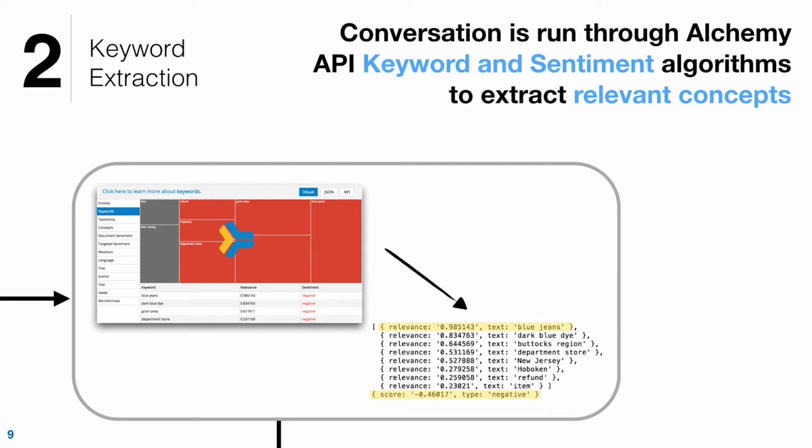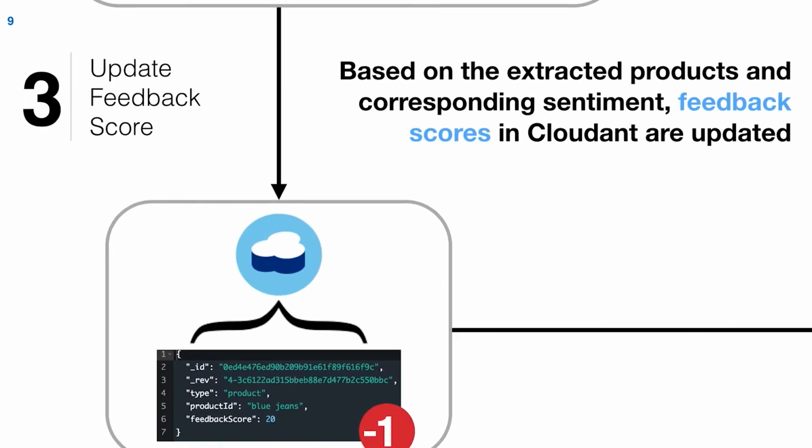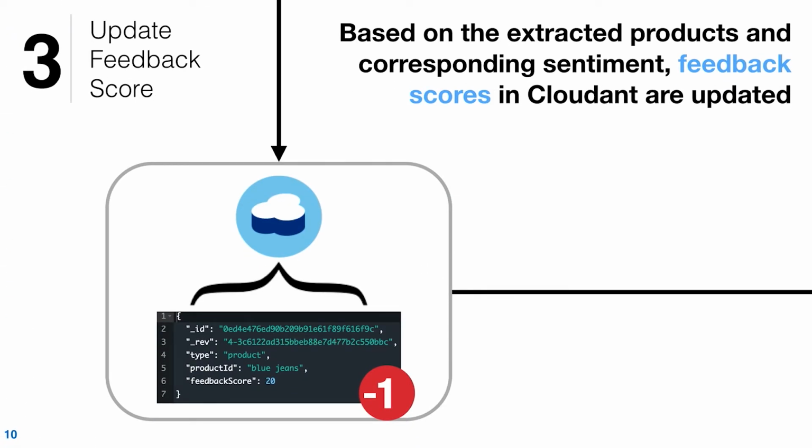Based on the conversation we just had, we could see that the concepts were all around department store and blue jeans, and the overall sentiment of the conversation was negative, meaning that the feedback score for the item needs to be subtracted. Now, what do I mean by subtracting the feedback score? Within our database, we have a document for each type of product that is sold at our department store, along with an associated feedback score for that product.